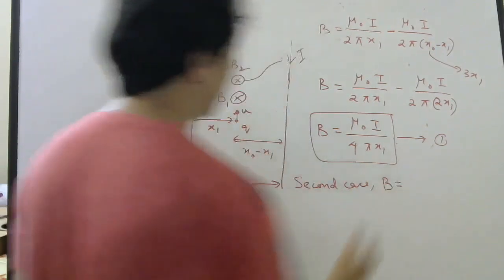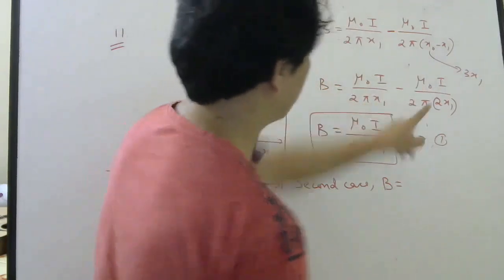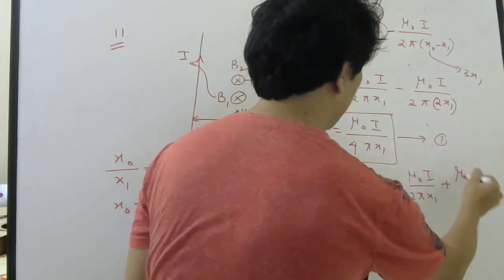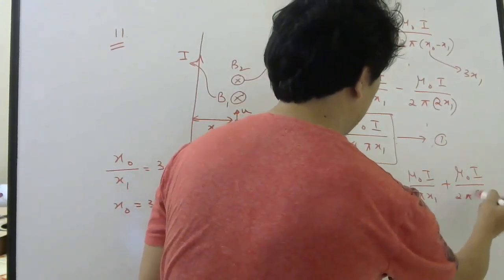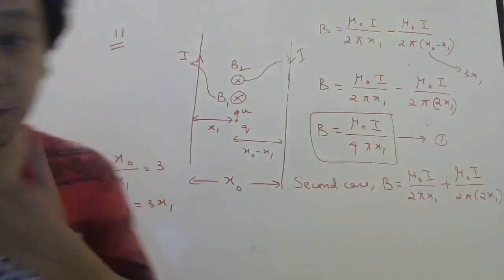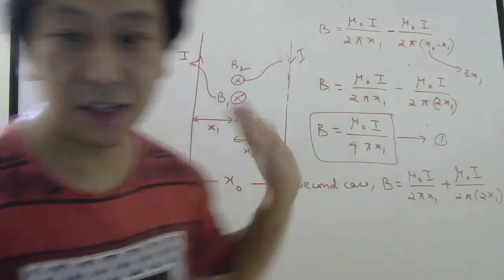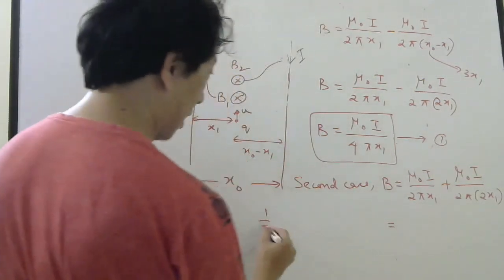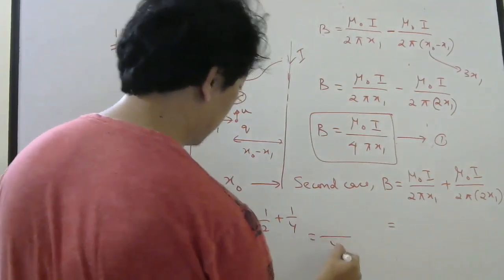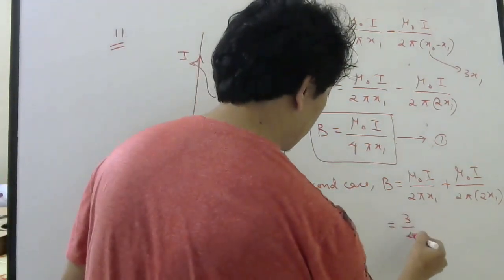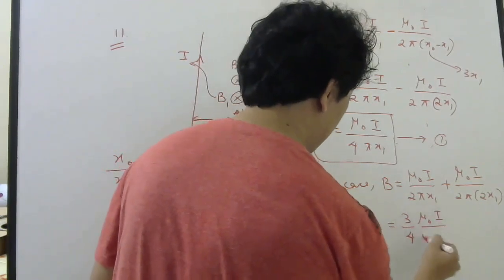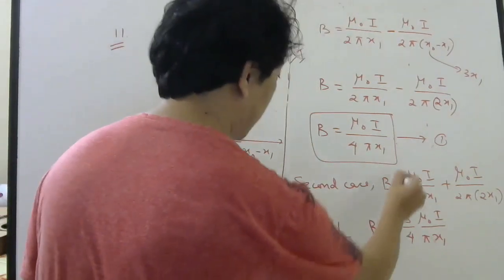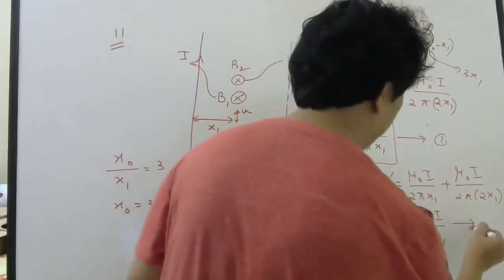The total magnetic field will be what now? This plus this. So mu naught I by 2 pi x1 plus mu naught I by 2 pi 2x1. So now it will be plus. Distances, everything are the same. Current, everything is the same. Only they have changed the direction. So it will be half plus 1, that is 2 plus 1, 3 by 4. So 3 by 4 times mu naught I by pi x1. So this is the magnetic field in the second case, B dash, let me write.